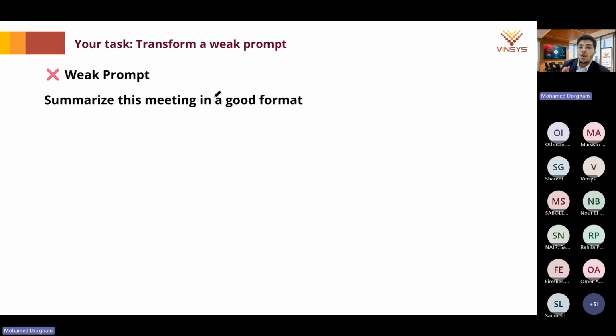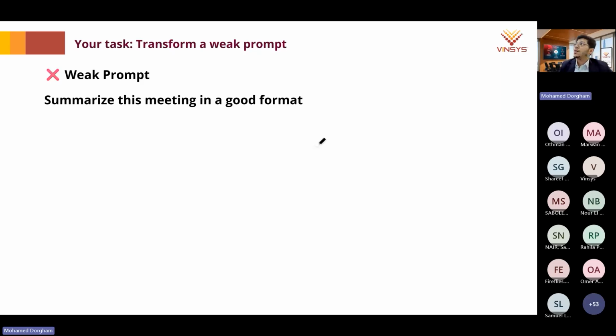Yes, the main weak point here is that when we say in a good format, we don't specify what exactly a good format means. Even me as a human, if I tell you summarize this meeting in a good format, from your perspective, good format might be a bullet point. From my perspective, good format, I need a clear summary or clear brief. I don't need points. So even as humans, we have different perspectives. That's the same thing with AI.